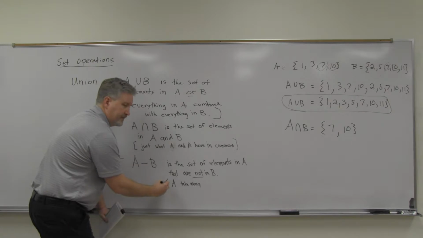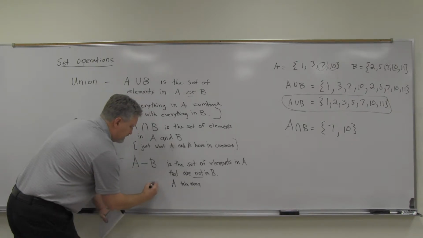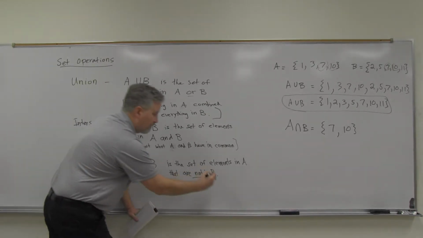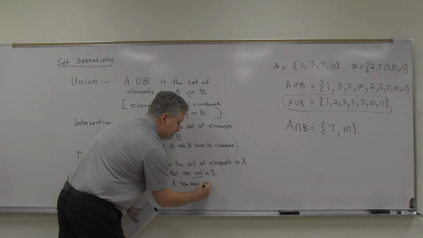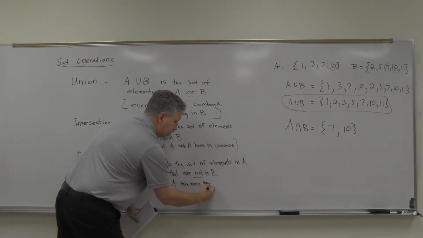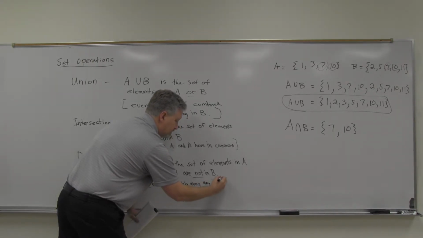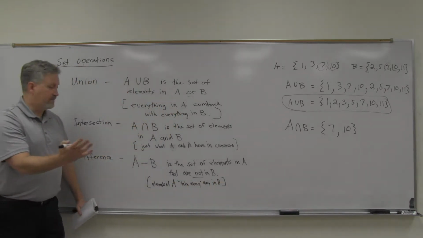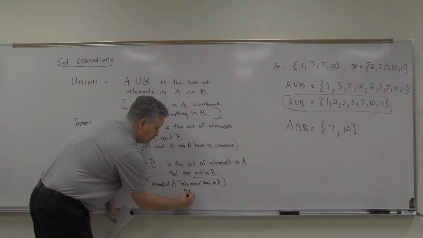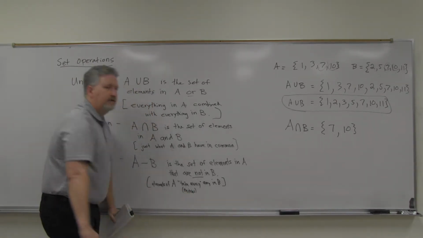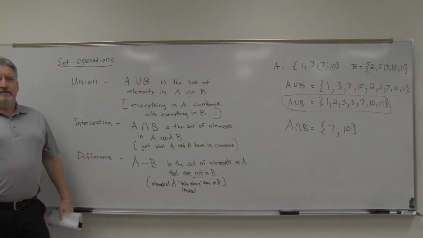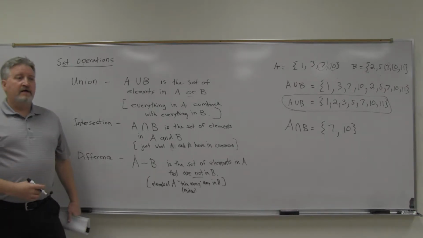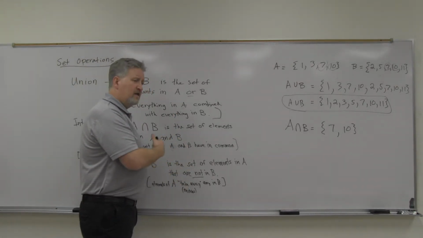So it's elements of A. Let's do this one. So it's elements of A take away any that are in B. So A take away B or A minus B, the way you might say it. So it's the elements of A minus any that are in B. Okay? All right, so here's how I like to look at this.